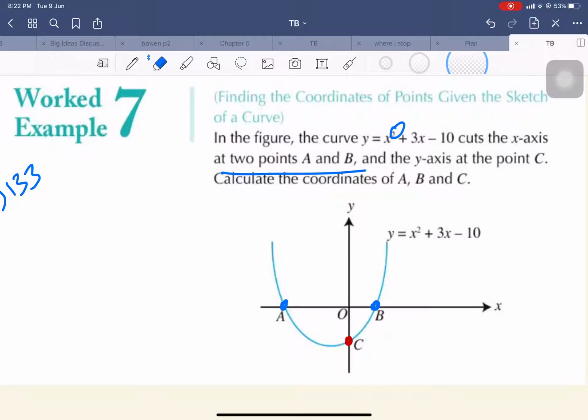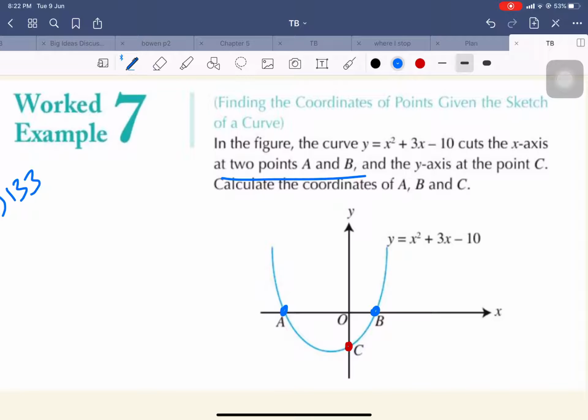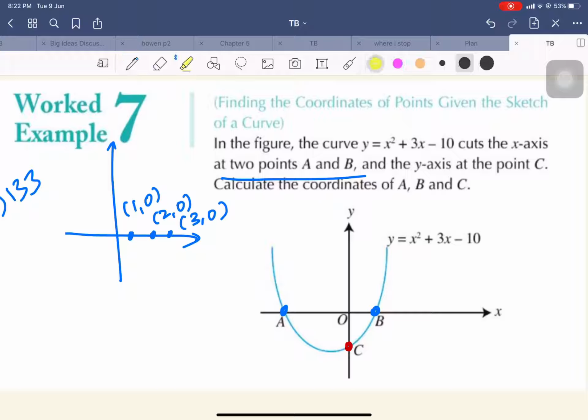Now, whenever a graph or a function cuts the x-axis, I know that the y coordinate is 0. Okay, so for example, along the x-axis, I can have 1, 0, 2, 0, 3, 0. So you notice the y coordinate is always 0. Okay, so I repeat, when your curve cuts the x-axis, the y coordinate is always 0.